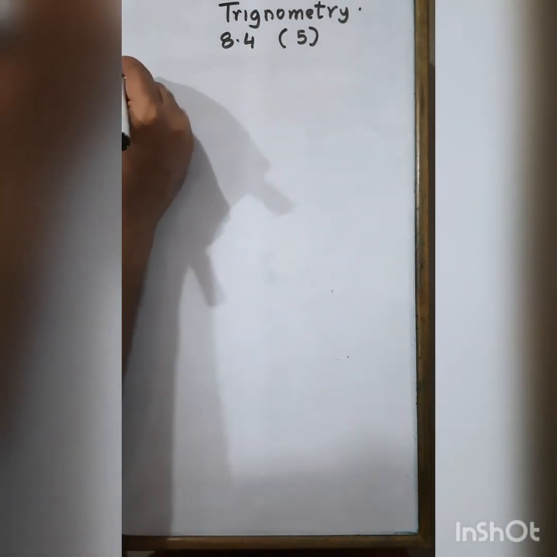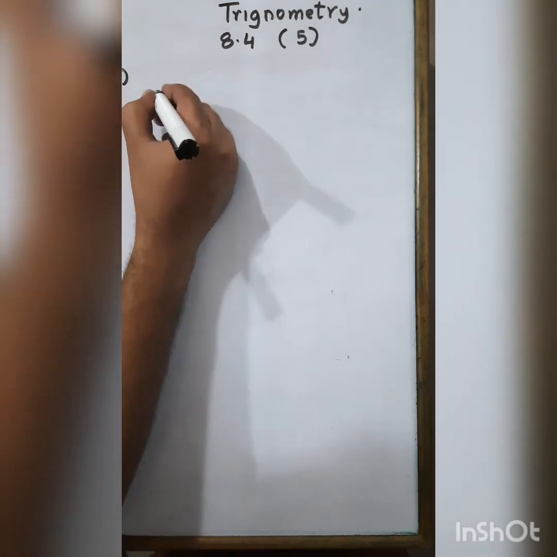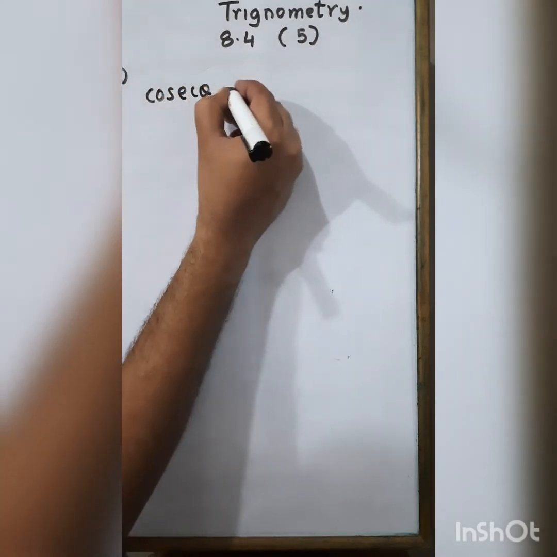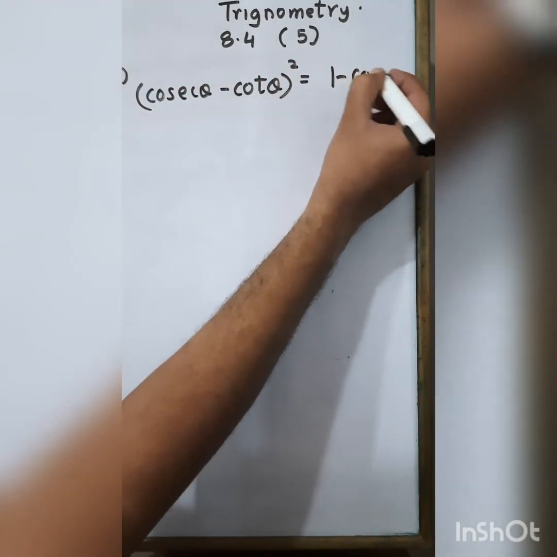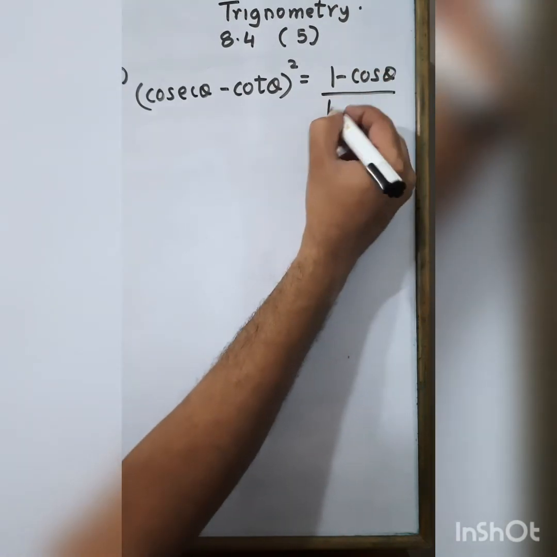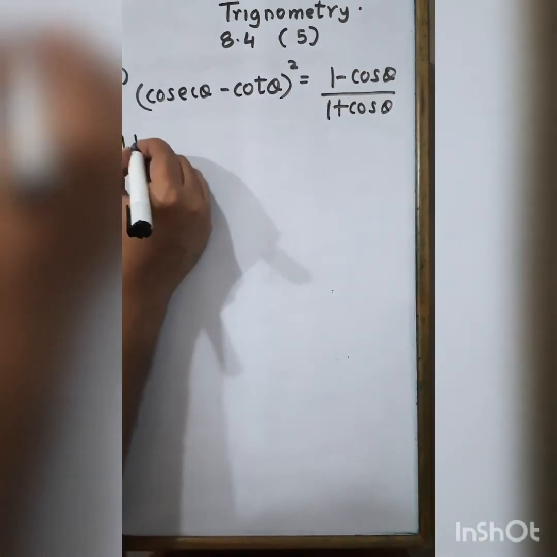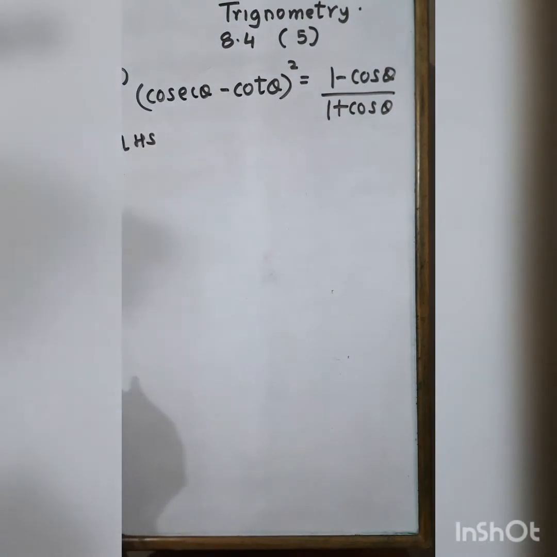So let us start with exercise 5, sum number 1. Prove that cosec theta minus cot theta the whole square is equal to 1 minus cos theta upon 1 plus cos theta. I will start with left hand side. Now please pay attention. When we are solving trigonometry sums, you have to keep your eyes on both sides, left hand side and right hand side. On the right hand side, we see there is only cos theta. So we will try to convert this cosec theta and cot theta into sin theta and cos theta. Because ultimately, if you have sin square theta, that can be converted into cos theta and everything will become cos theta. If you solve it, you will get the answer.